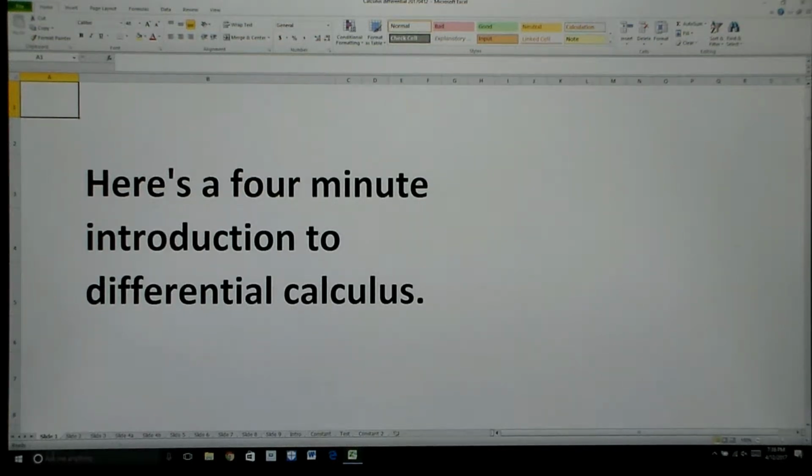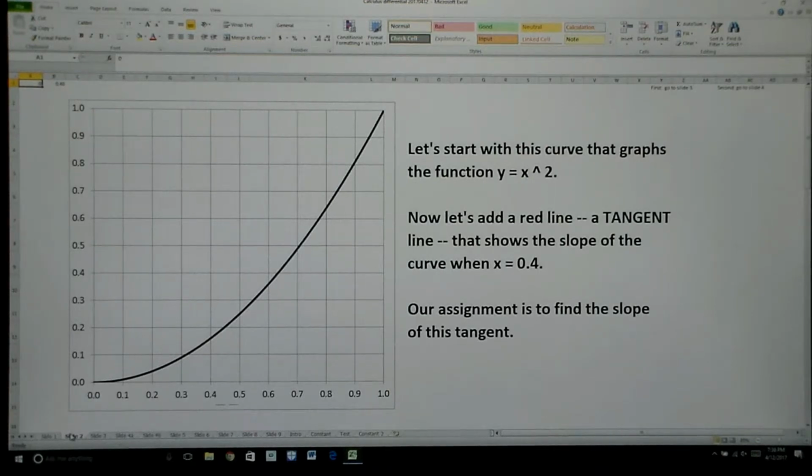Here's a 4-minute introduction to differential calculus. Let's start with this curve that graphs the function y equals x squared. Now we'll add a red line, the tangent line, that shows the slope of the curve when x equals 0.4. Our assignment is to find the slope of this tangent.